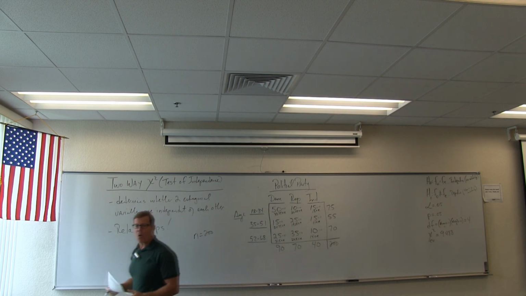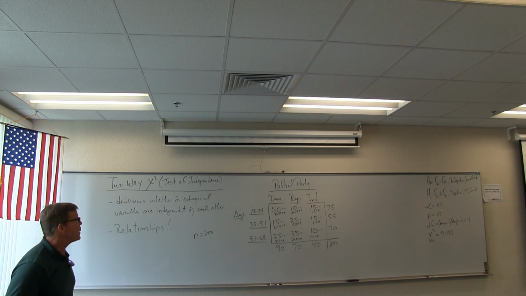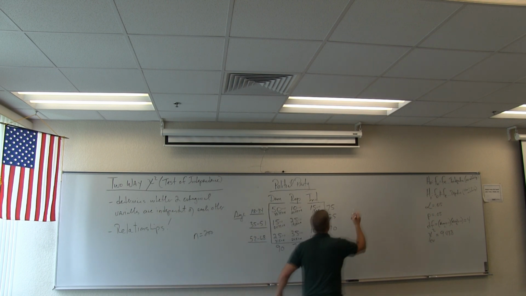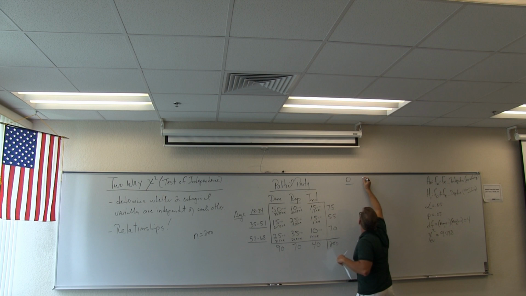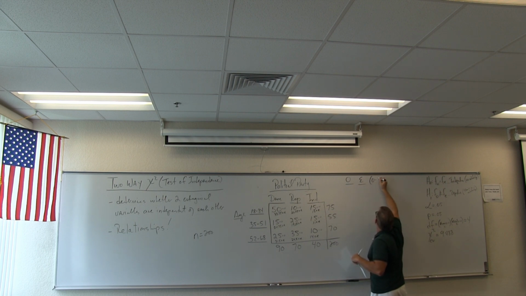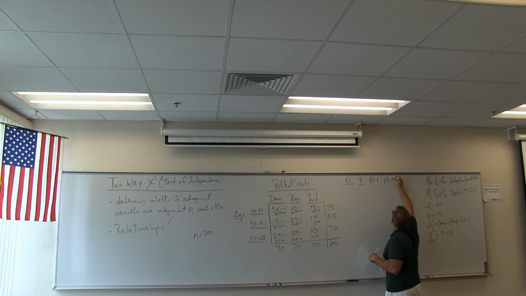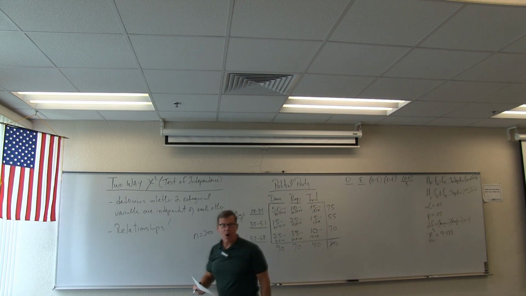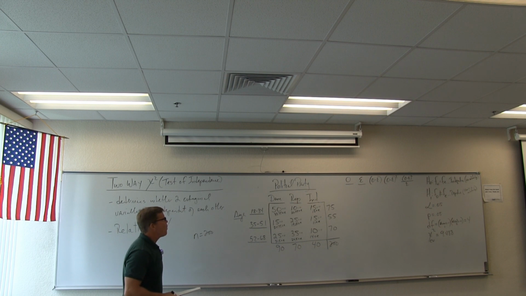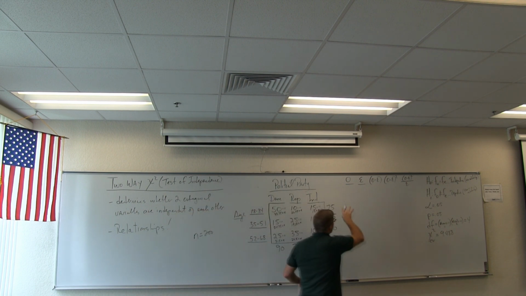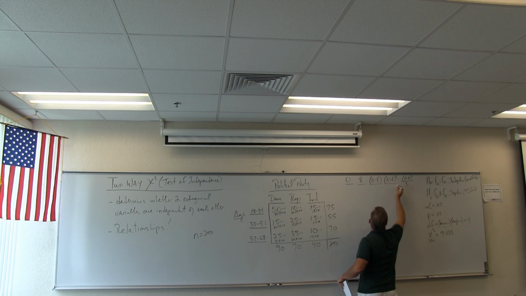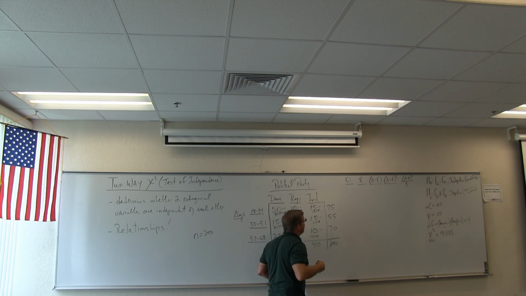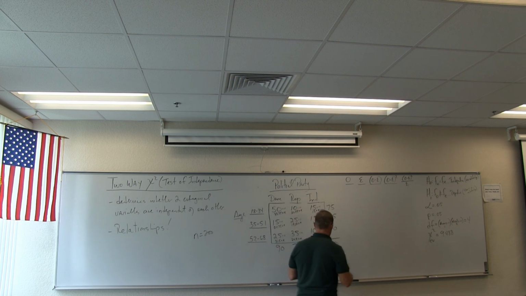Now we could do a sum O minus E squared over E 9 times, but the book suggests that we just set up this little chart where we have O, E, O minus E, O minus E squared, and O minus E squared over E. And we list all the O's and E's, making sure that the E's correspond with their respective O's.